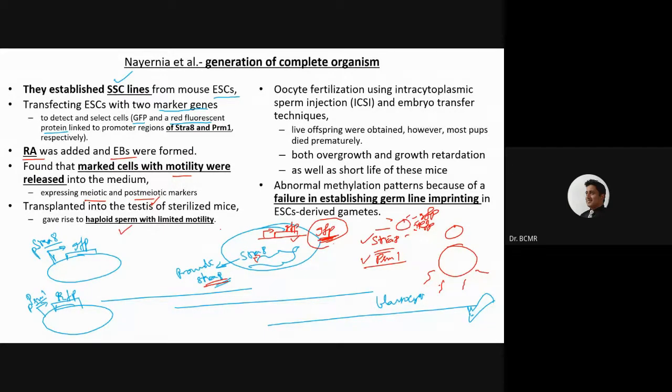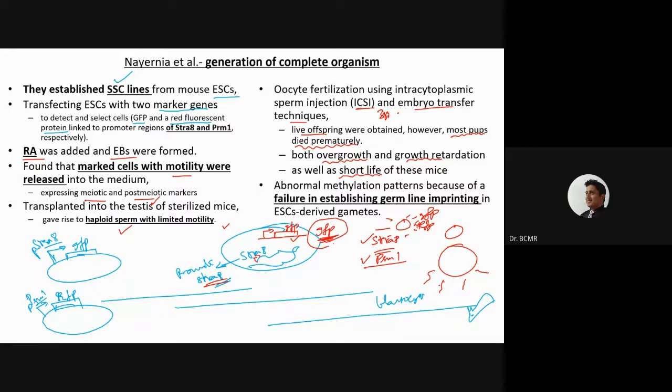They have taken the sperm and, through ICSI, they have been able to develop the zygote. And once they reach the blastocyst stage, they put the embryo into a surrogate mother. What they have seen is that at the end, they were able to get live offspring. One of the problems is that most of the pups died prematurely. Some of them had overgrowth, some had growth retardation, and there were very short lifespans.